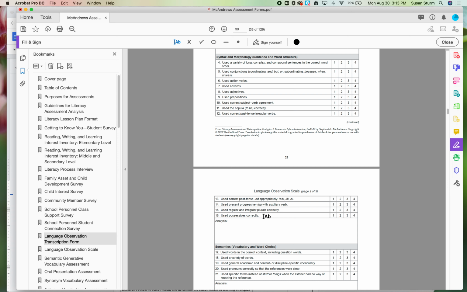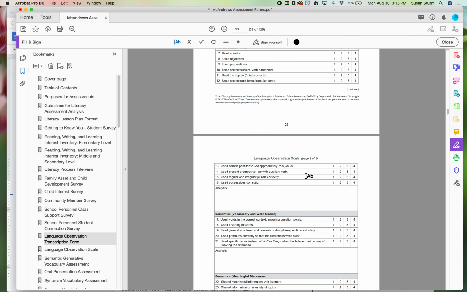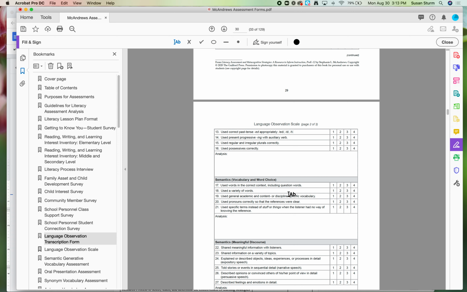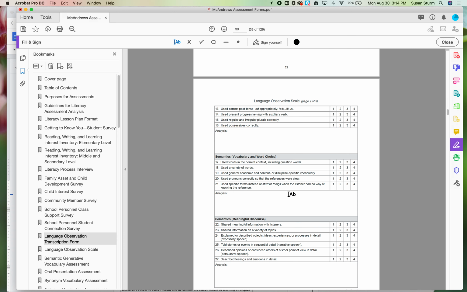So just have an awareness going into this of the things that you might hear students speak and what to be marking as correct and incorrect. And we can talk more about this in class if the need arises. Next is semantics. Remember that semantics is the understanding of meaning, the words that are being spoken. And this category is about their vocabulary and word choice. There's another one down here for meaningful discourse. So using words in the correct context, including question words, using a variety of words, using general academic and content or discipline-specific vocab. Pronouns are used correctly so that the references are clear.